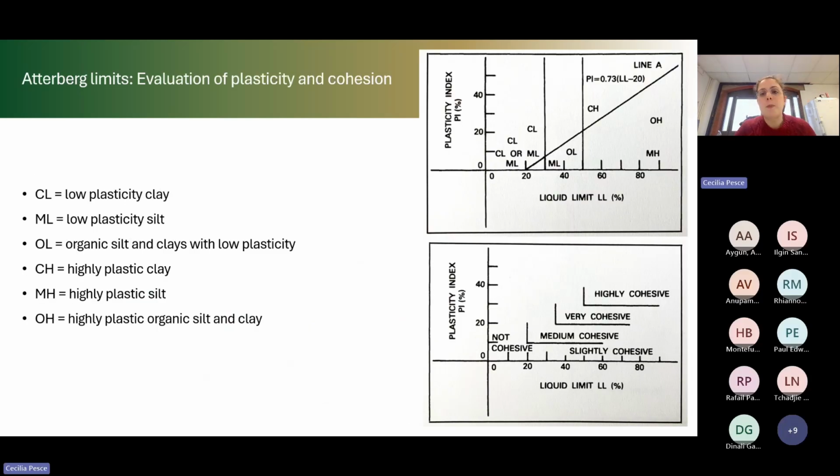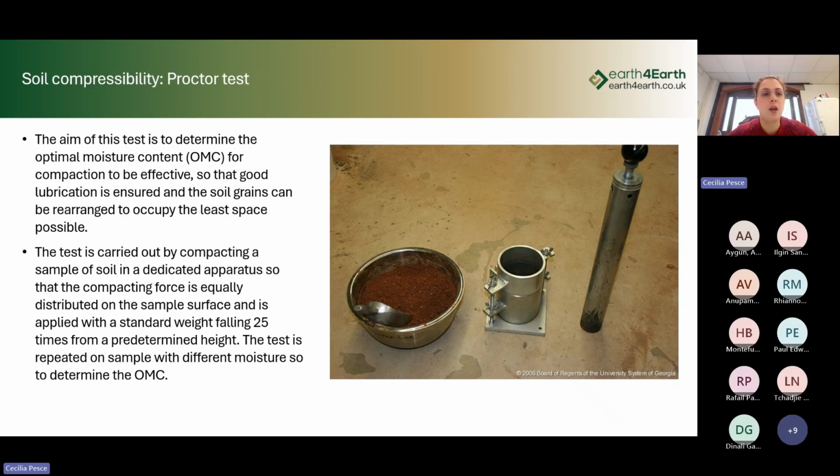And then eventually, when we have identified all these limits, all these water contents in the soil, we can plot them, and there are tables available where we can say, okay, my soil has this specific liquid limit and this plasticity index, and I can plot it, and I can define if it's a low plasticity clay, low plasticity silt, or high plastic clay, high plastic silt, etc. So, to interpret the results of the tests.